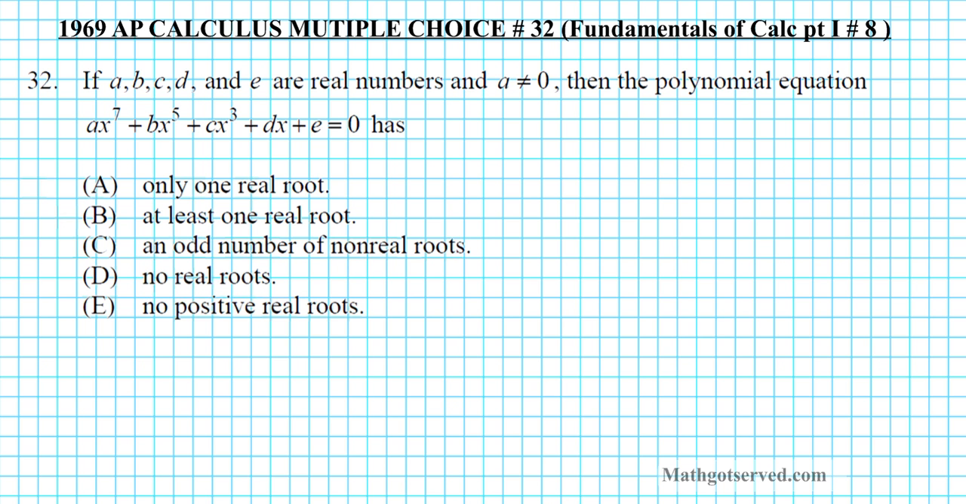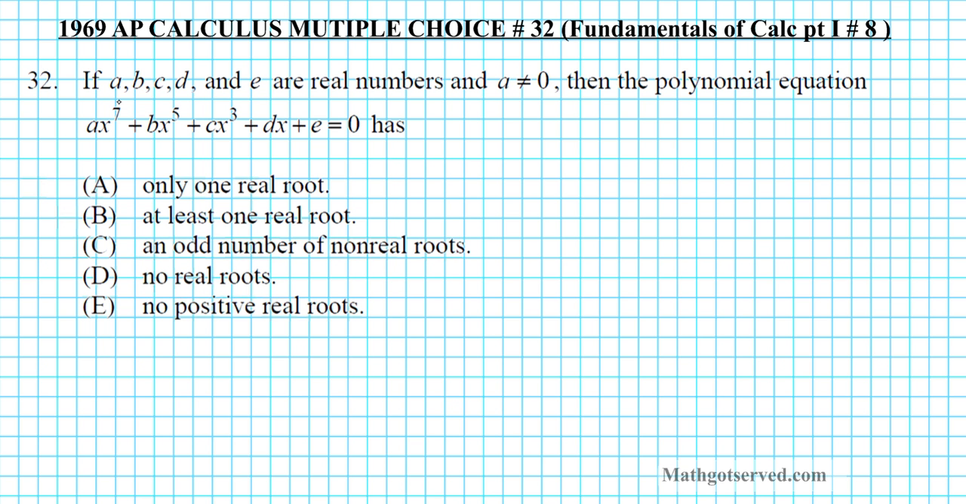In this clip, we're going to be going over number 8 in part 1 of our fundamentals of calculus AB and BC. This number corresponds to number 32 of the 1969 AP Calculus multiple choice exam release test item. So let's take a look at the problem.